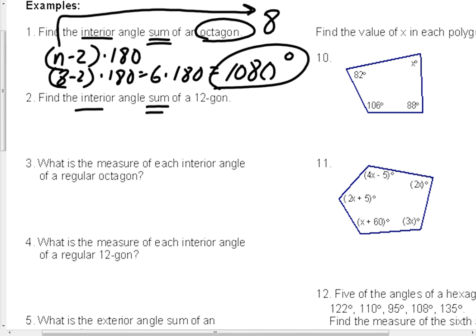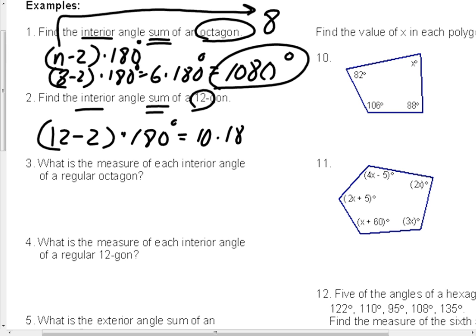Interior, sum, 12. Is that the same idea? So I'm using 12 minus 2 times 180 equals 10 times 180 equals 1,800 degrees. Always go back. For this section, it's easy to make a mistake. Go back and box in what it is that you are actually finding. We needed a sum, so we're expecting a larger number. We got a larger number.